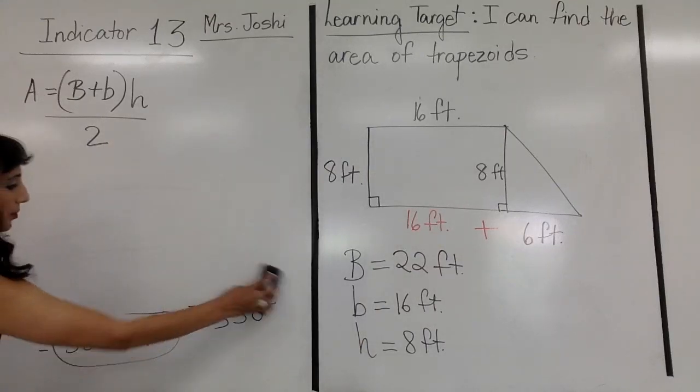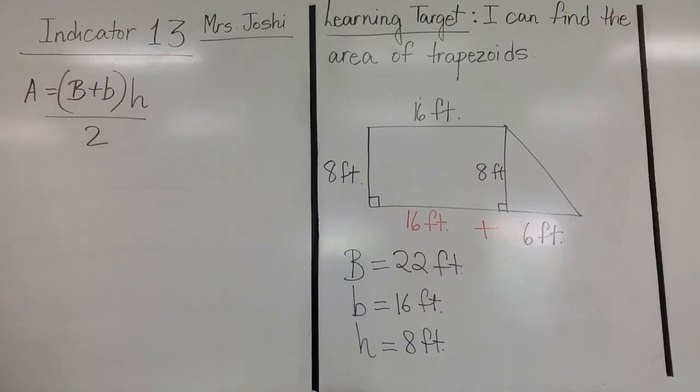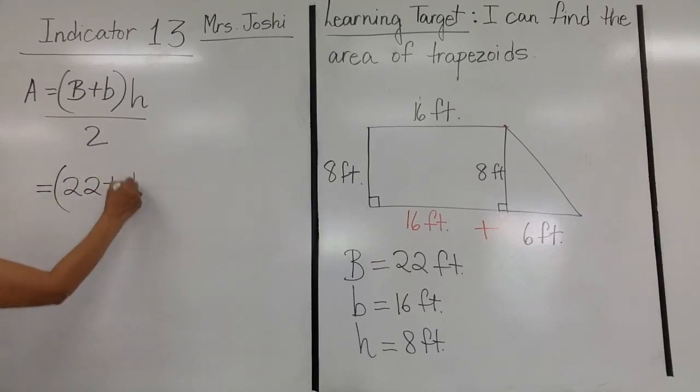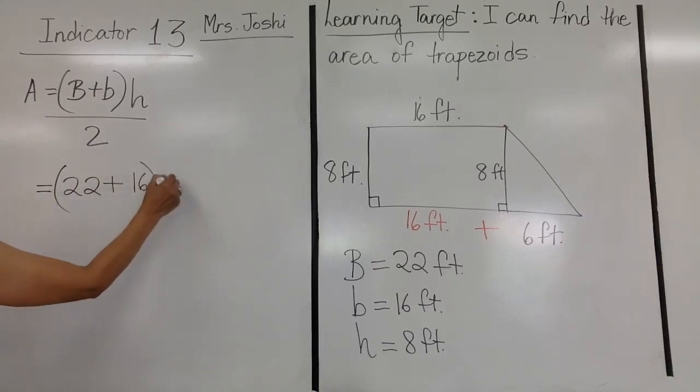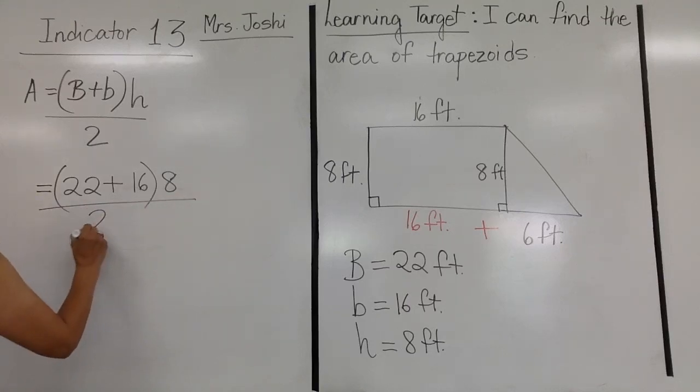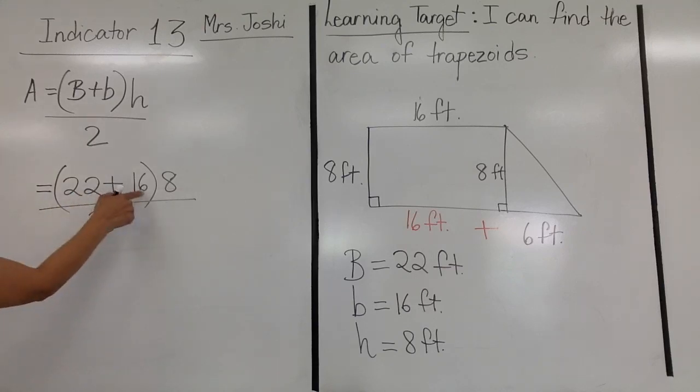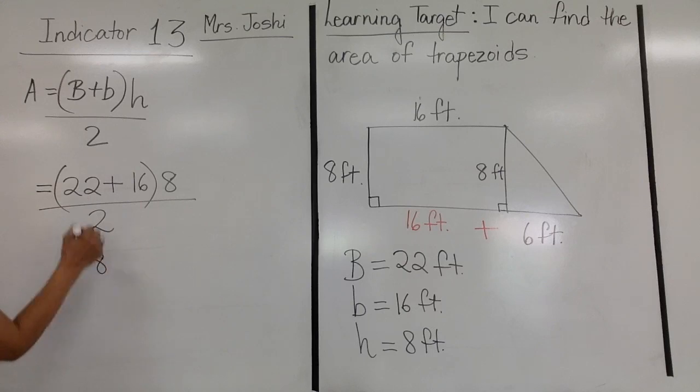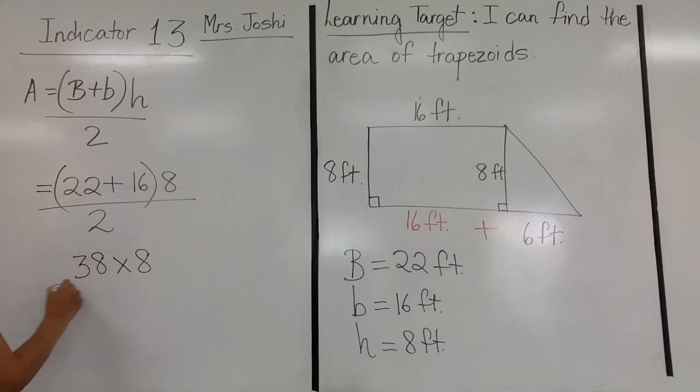I am going to erase this and apply those numbers over here. All you're doing is substituting the values. Big base is 22, little base is 16, times height, which is 8, and divided by 2. Okay, so 22 plus 16: 6 plus 2 is 8, and 1 plus 2 is 3, so 38. Times 8 divided by 2.